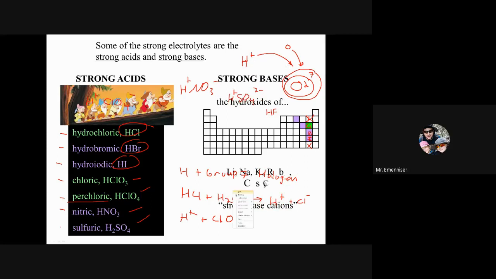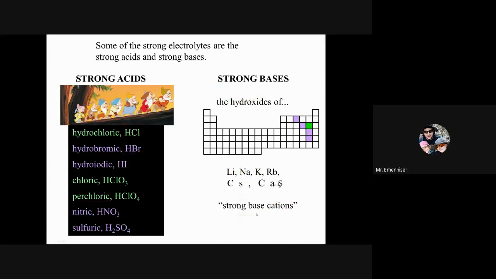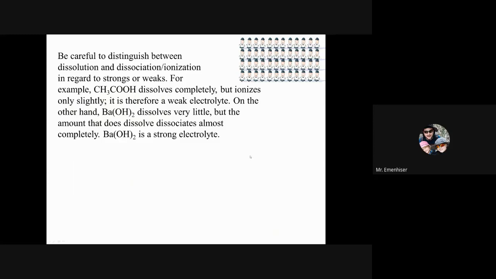Okay, let's clean this up. Strong bases are the hydroxides of group 1 and 2 metals, like I said before. So group 1 or 2 metals with OH, and you get strong bases. All right, be careful to distinguish between dissolution and dissociation or ionization in regard to strong or weak bases.